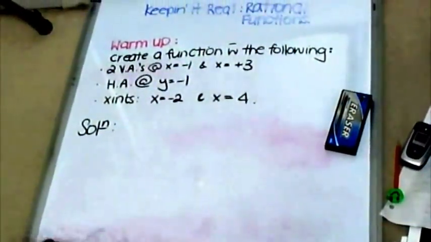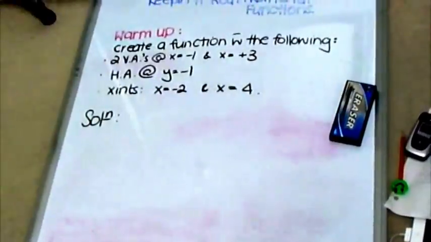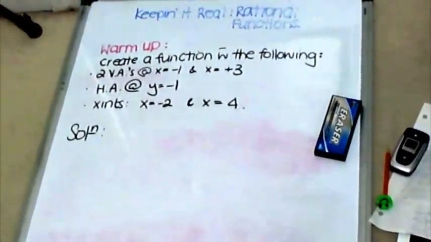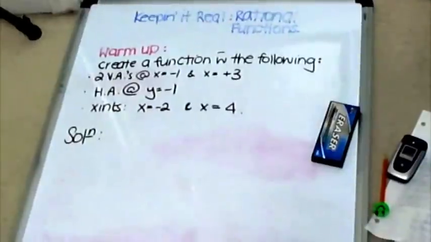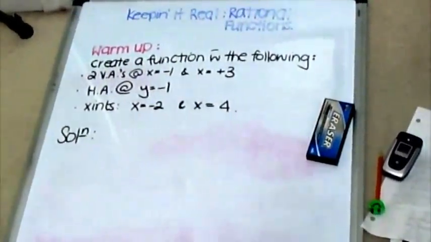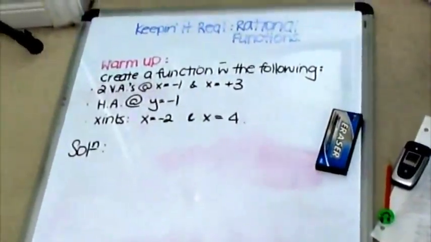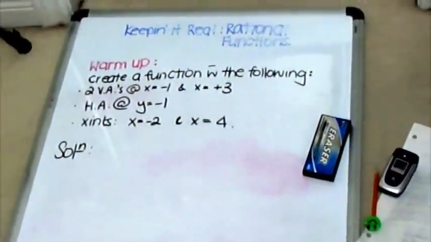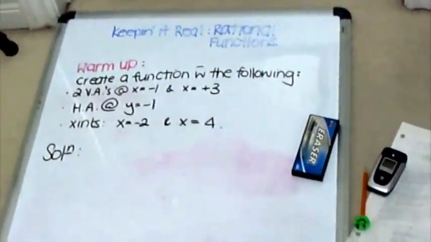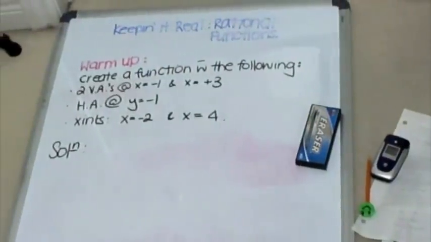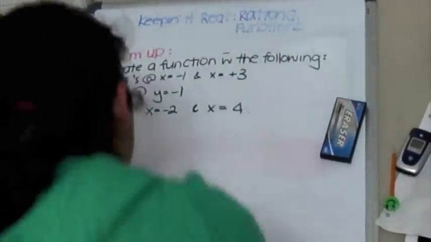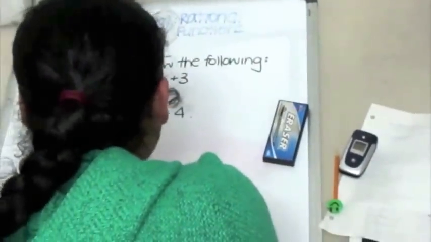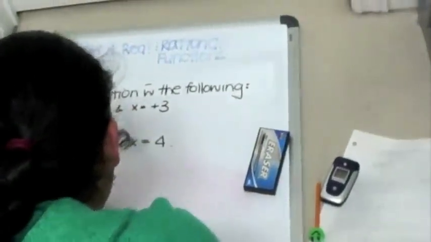Today's warm-up is going to be, you have to create a function with the following. You're going to have two vertical asymptotes at x equals -1 and x equals +3. You're going to have a horizontal asymptote at y equals -1. The x-intercepts are at x equals -2 and x equals 4. So let's set up the normal rational function equation, which is y equals ax plus b over cx plus d.